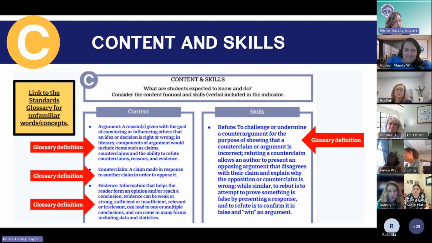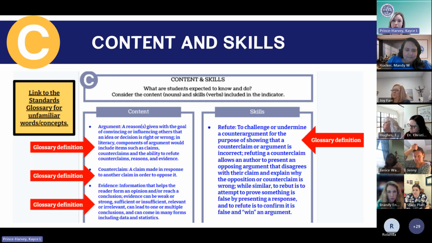and then the skills, the verbs. So I've pulled a few pieces from that indicator, and I've included the definitions for those from our glossary. And I've done that very intentionally because our glossary was crafted to align to the language of our indicators. It is really a specifically crafted glossary. So under content, I've pulled three pieces.